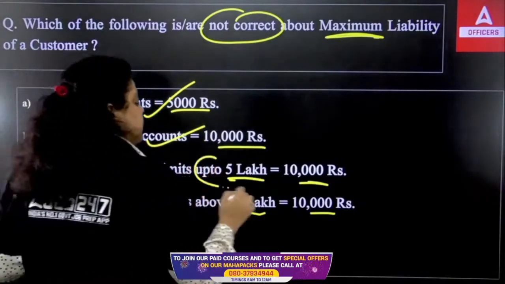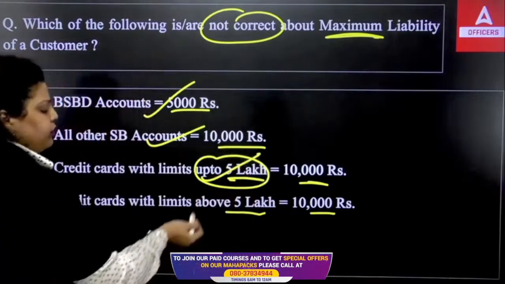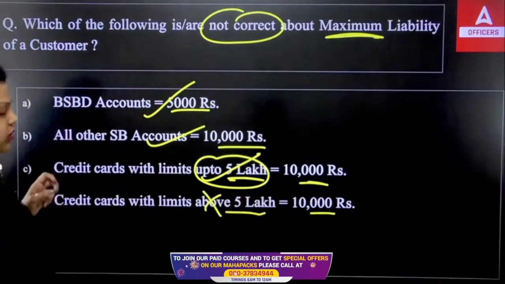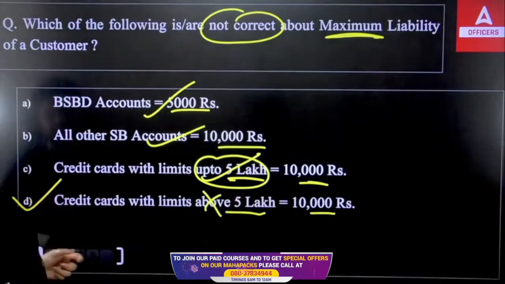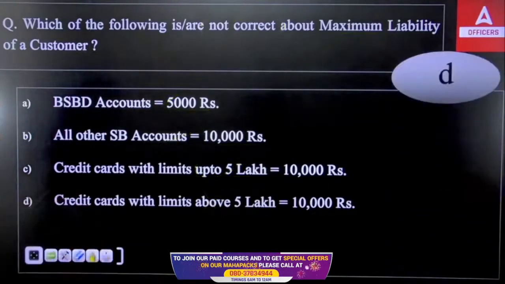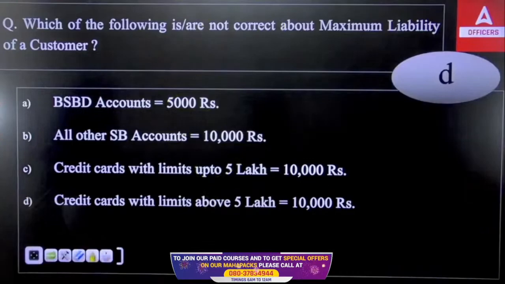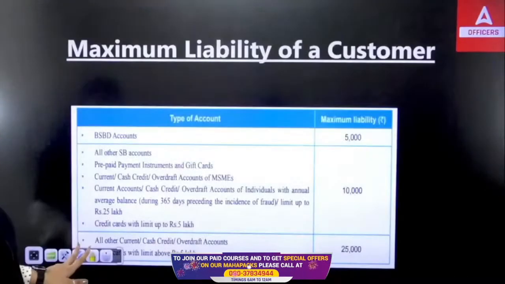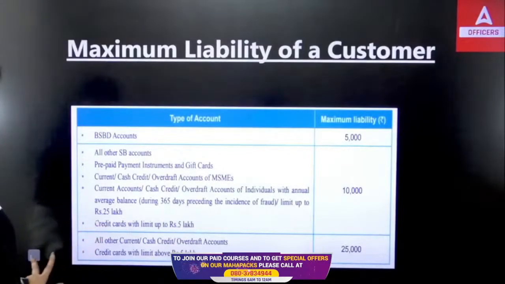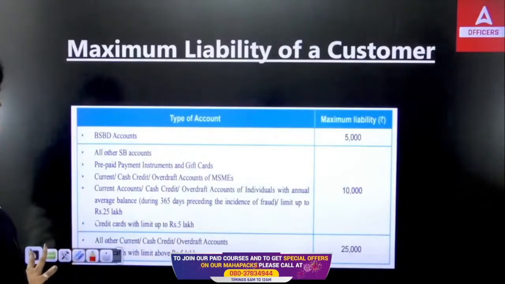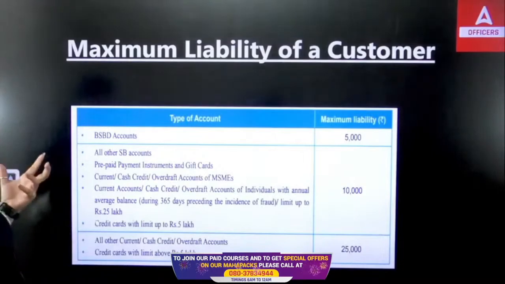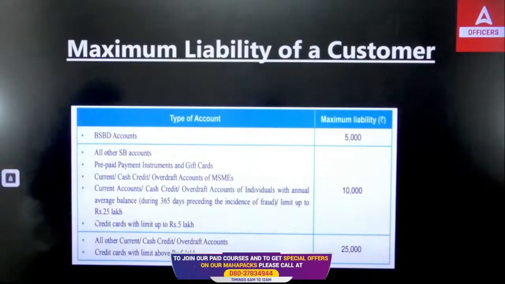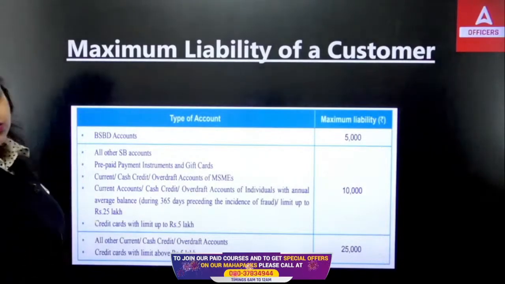The credit card with limit up to 5 lakh is 10,000. So obviously above 5 lakh cannot be 10,000. So the right answer is D option. This is the not correct statement about the maximum liability of a customer. Now this is the chart you have to remember, and this is very important. One question can definitely be asked from here, the maximum liability of a customer.